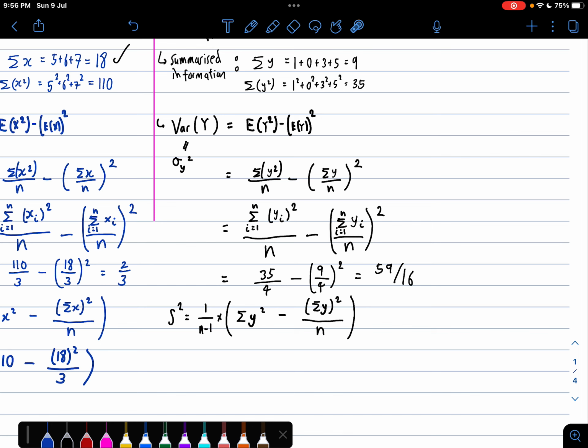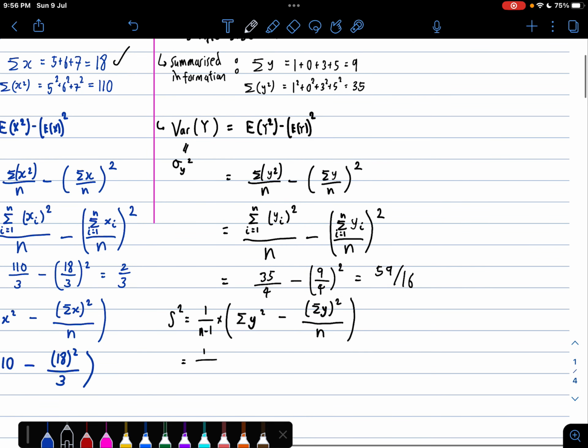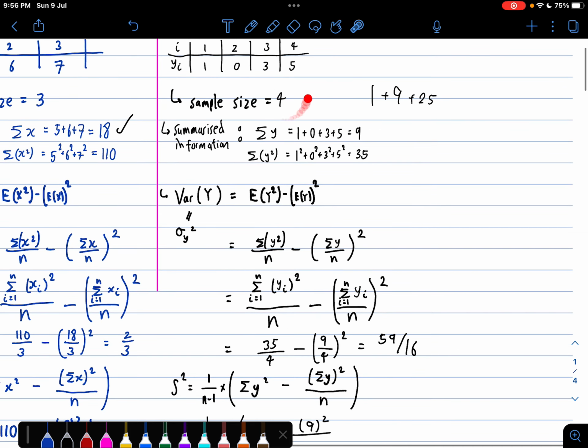So we do the same thing to calculate the s square. So sample size now is what? Size is 4, right? Because it's data set y. So 4 minus 1, which is just 3 times summation y square is 35. Summation y square here. Minus away sum y, which is what? 9 bracket square over n is what? N is sample size 4.